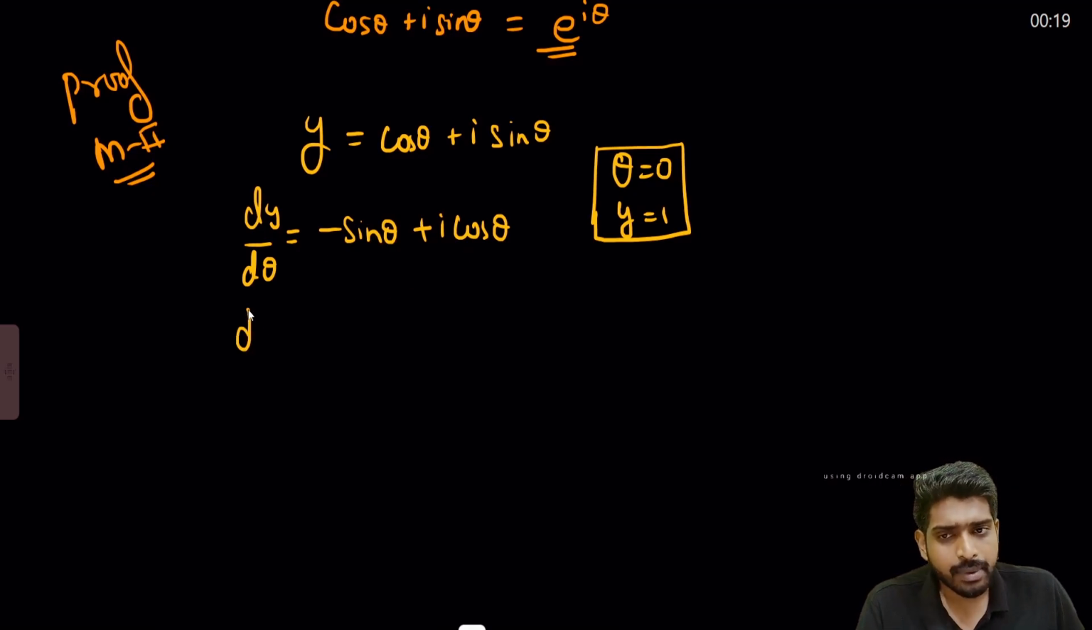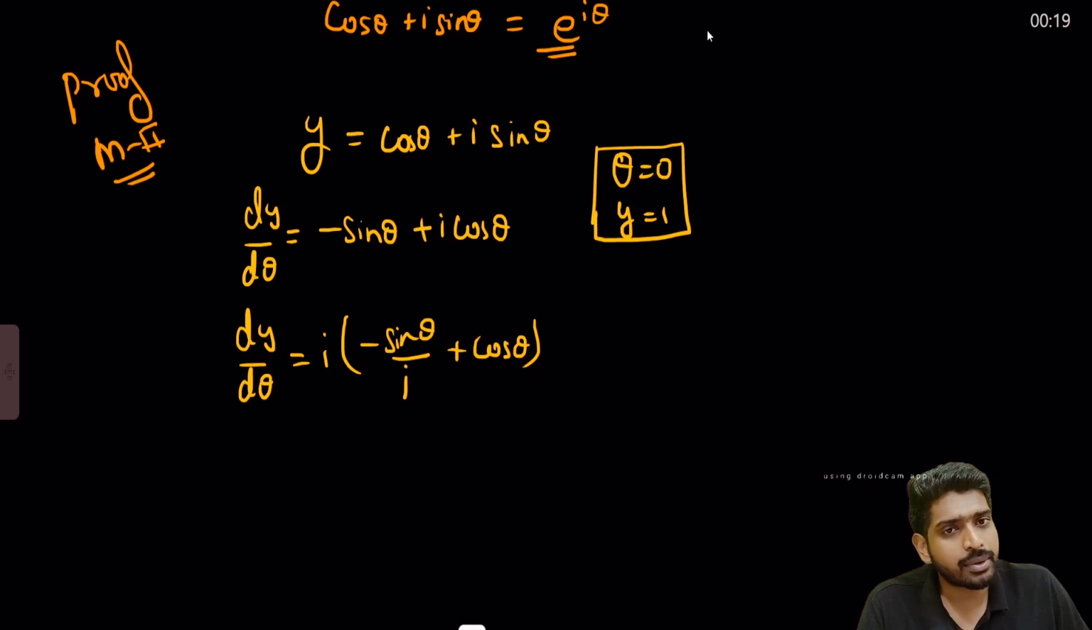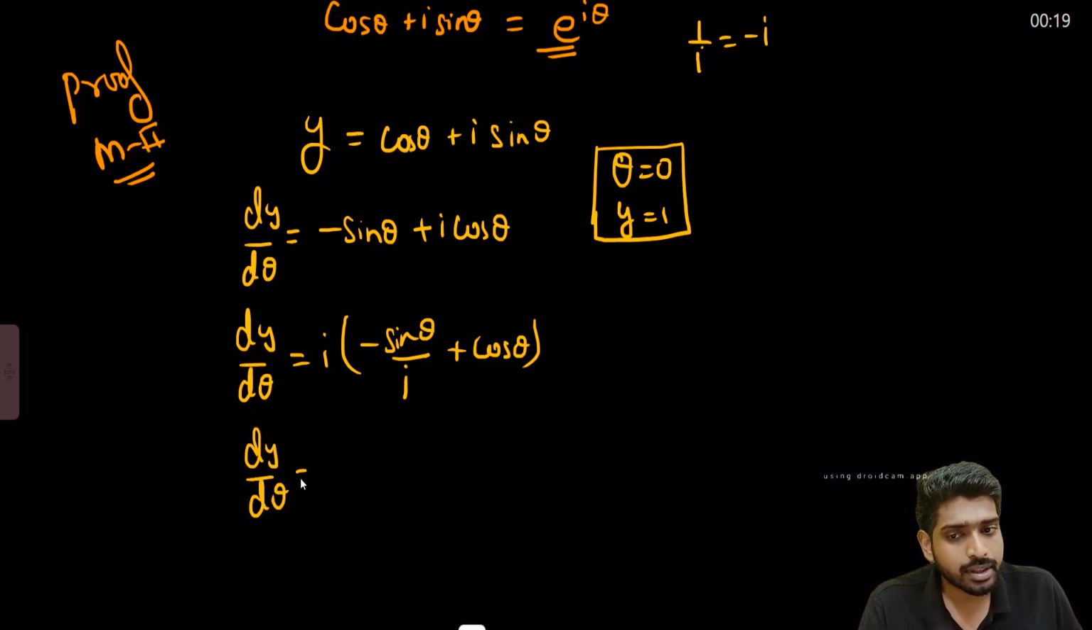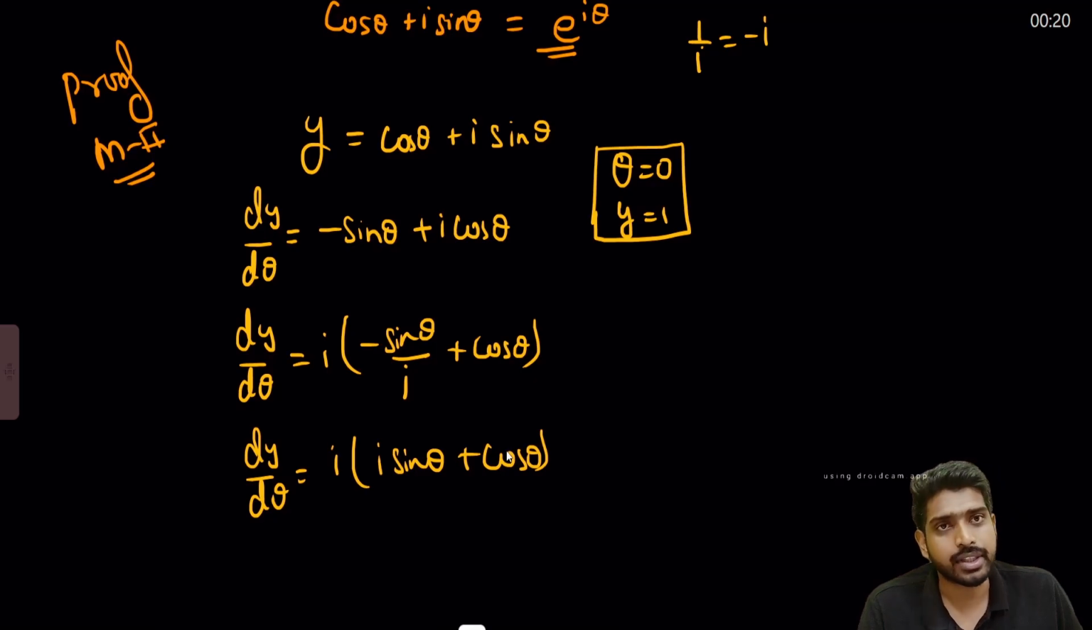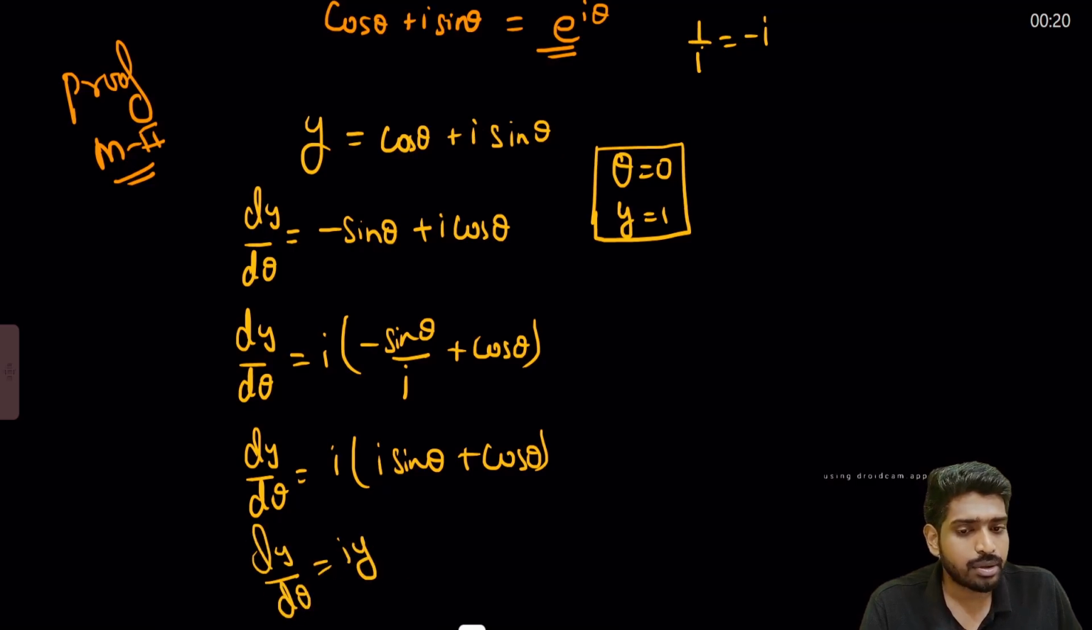Got it? Now in this expression for dy by d theta, take iota common. If I take iota common, here I get sin theta upon iota plus cos theta, right? Now what is 1 by iota? 1 by iota is minus iota, so minus 1 by iota will be equal to iota. So here I'll get iota sin theta plus cos theta. What is iota sin theta plus cos theta? It is nothing but my y. So dy by d theta is equal to iota into y.